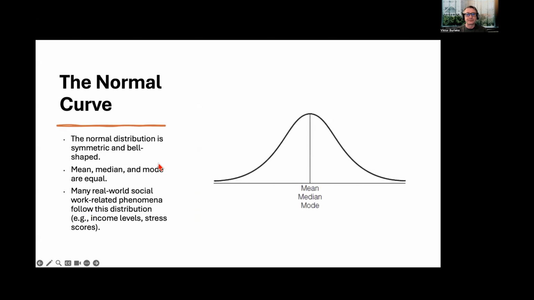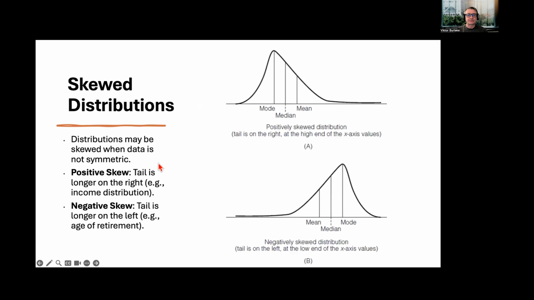Let's begin. The normal distribution is the fundamental concept in statistics. It is symmetric and bell-shaped, meaning the left and right sides mirror each other. In a normal distribution, the mean, median, and mode are all equal and located at the center. Many real-world social work-related factors such as income level, stress scores, and mental health assessments follow this pattern, making it essential for research and data interpretation.